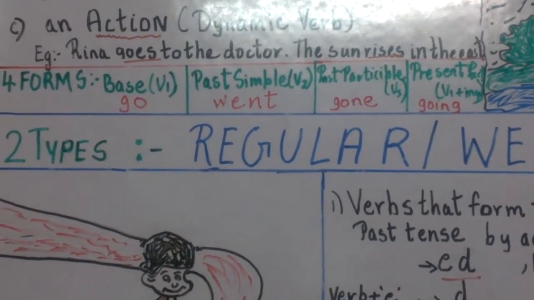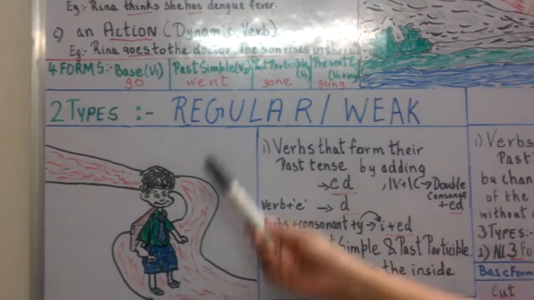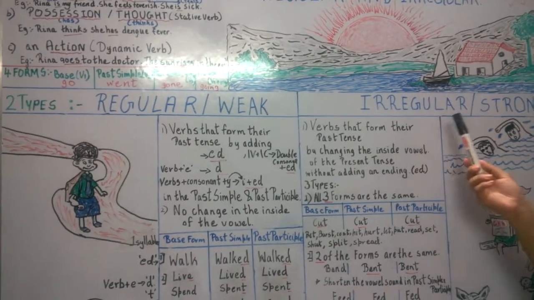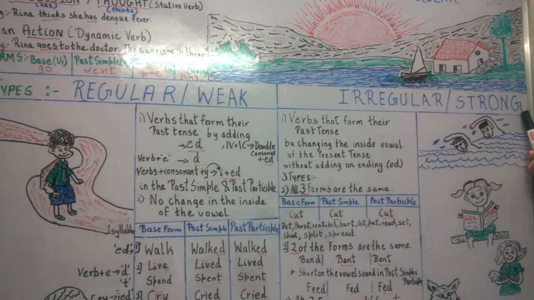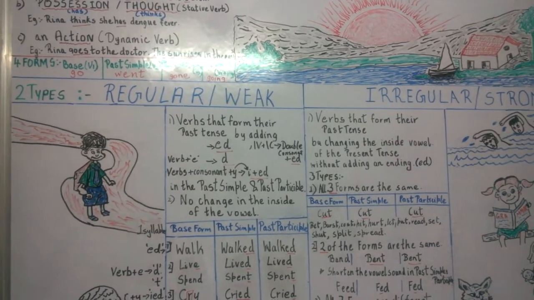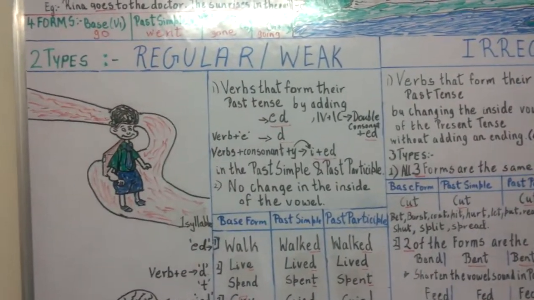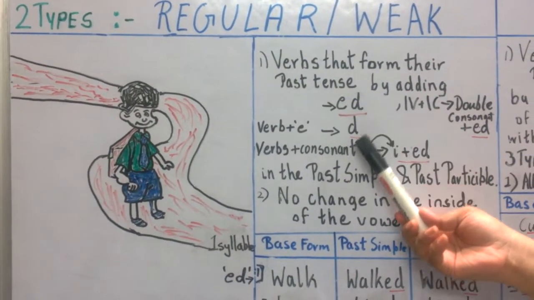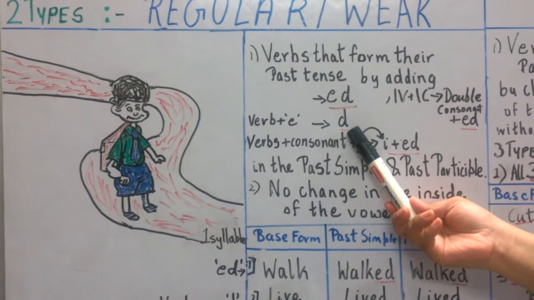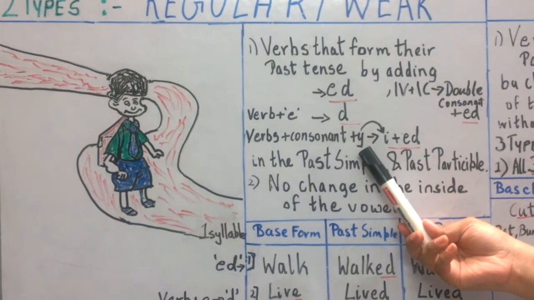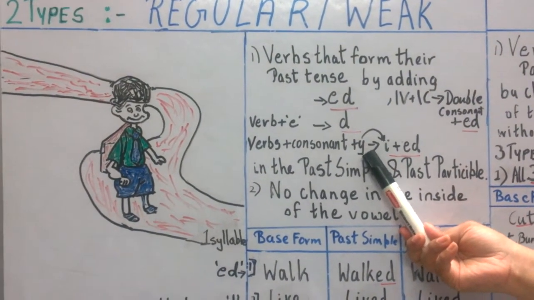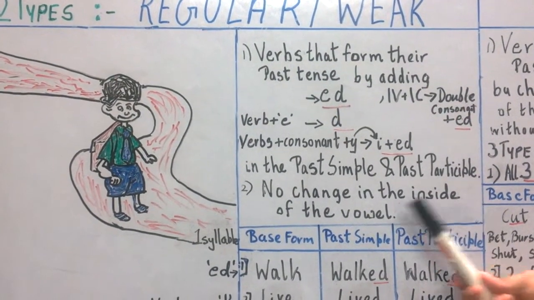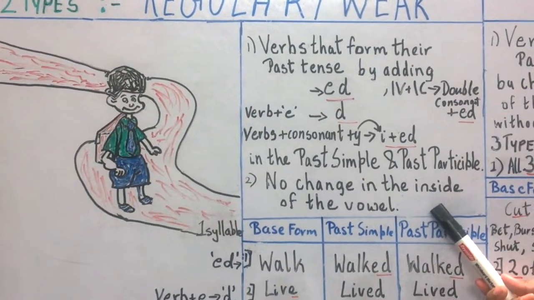Now let us see what are the two types of verbs. The two types of verbs are the regular, also called the weak verbs, and the second is the irregular, also called the strong verbs. Now let us see what is a regular verb. A verb that forms its past tense by adding ed, by adding d, or by changing y in the past simple and past participle. We also see that there is no change in the inside vowel.